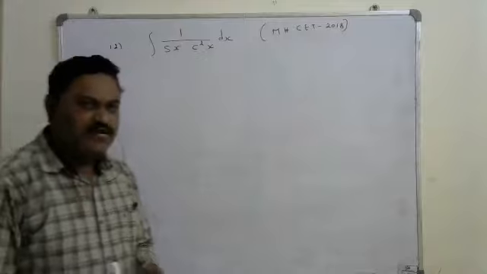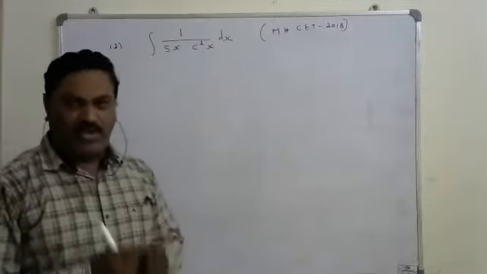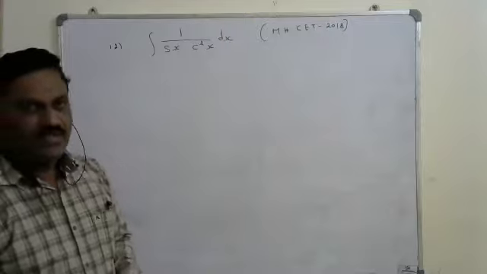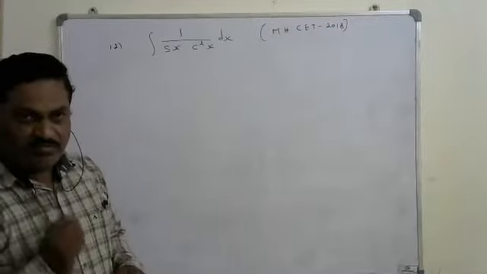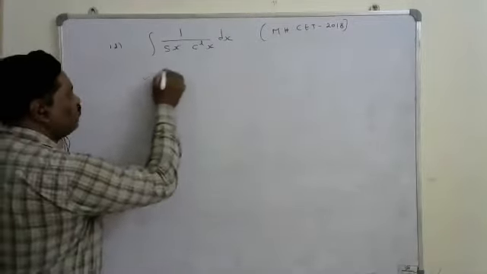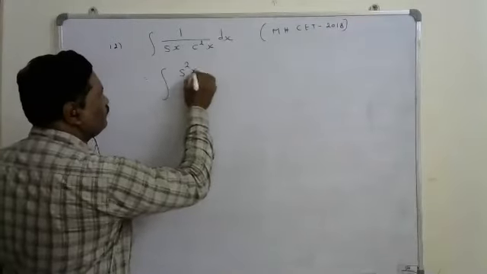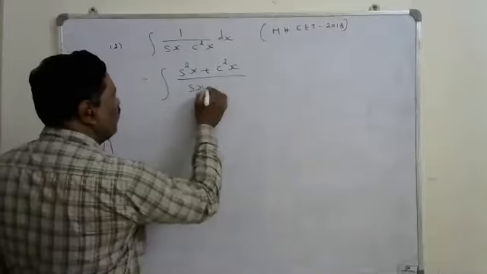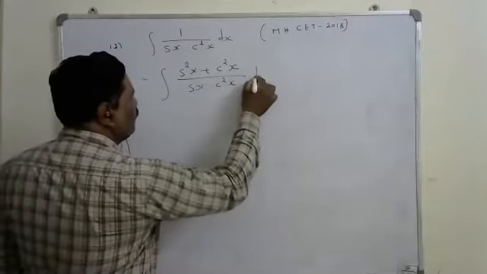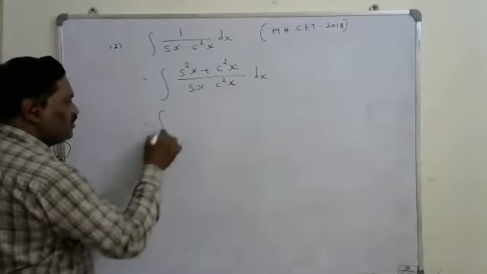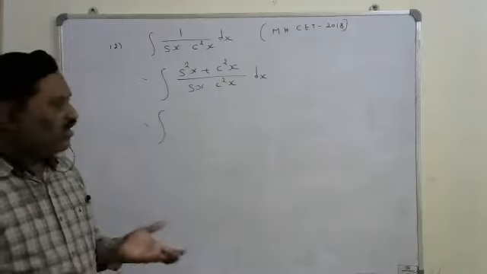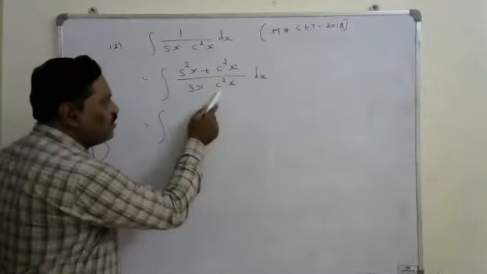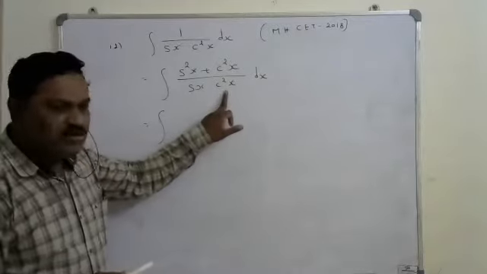Whenever you find sin and cos terms in the denominator as a product, the numerator is also expressed in terms of those two terms. So in the numerator there is a 1. That 1 we can write as sin square x plus cos square x, upon sin x into cos square x dx. Then we will split the terms. If we split the terms, first, sin x gets cancelled, remaining is sin x upon cos square x.